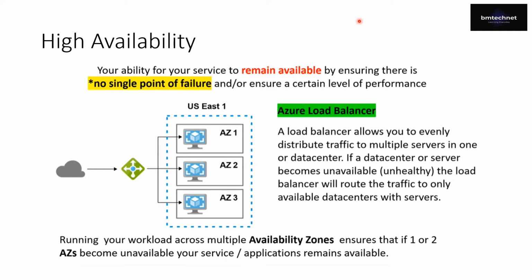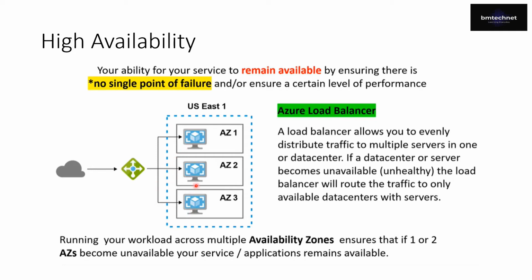Running a workload across multiple availability zones ensures that if one or two availability zones become unavailable, your service or application remains available. So how would you distribute the traffic among these servers? Here comes the role of Azure load balancers. Here you can see the logo, which represents the load balancer in Azure. It equally distributes the traffic between all these servers, between all these data centers and availability zones.